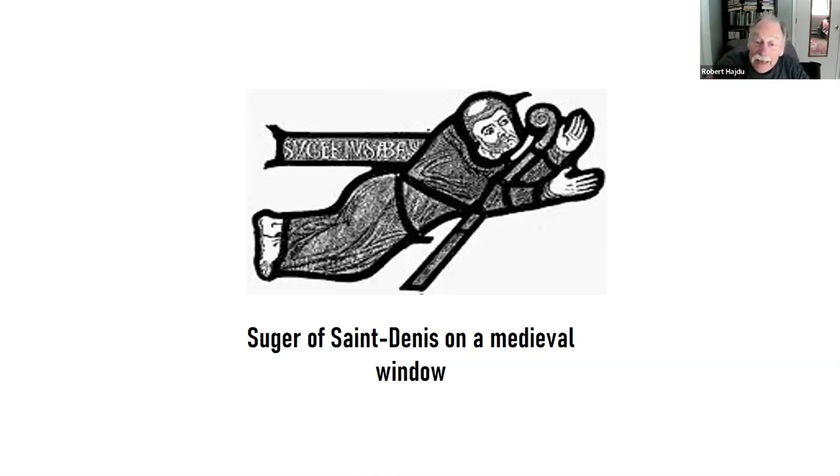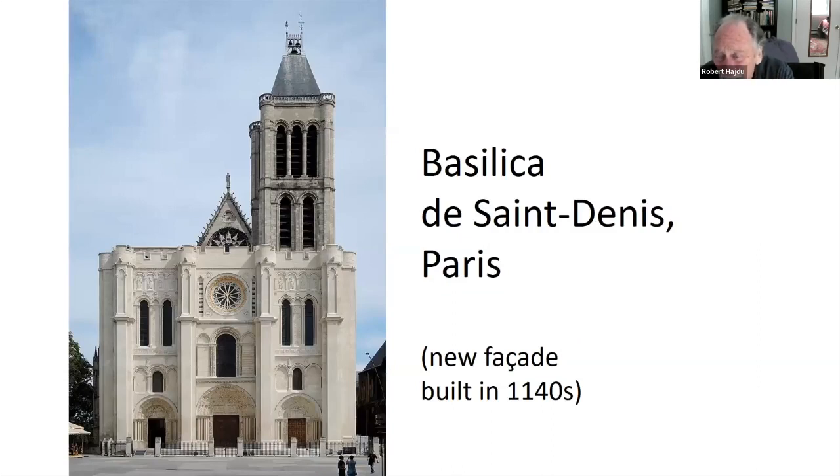Now, Suger died in 1151. He is credited with the introduction of the Gothic style. He started, he had a Saint-Denis was.